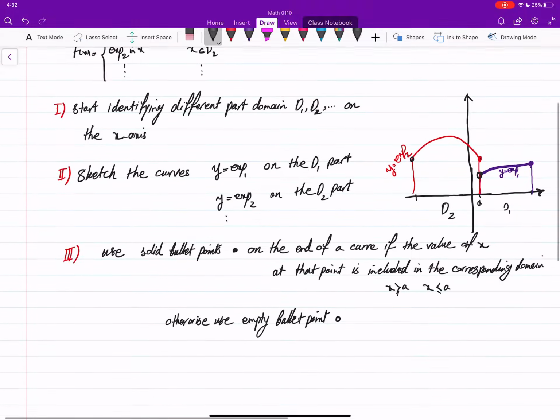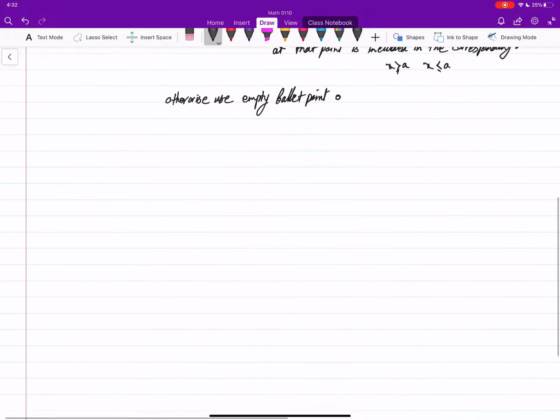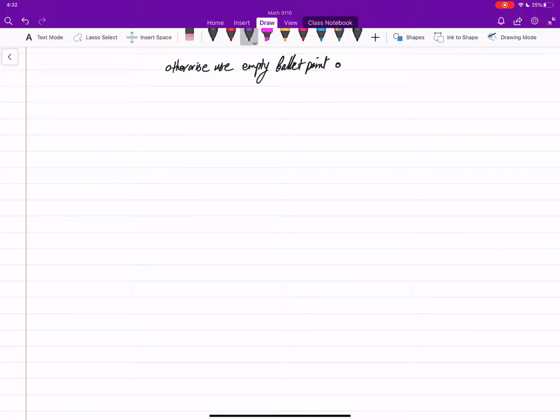Let's do some examples and then you see everything in practice. Okay, example: sketch the graph of the given functions.